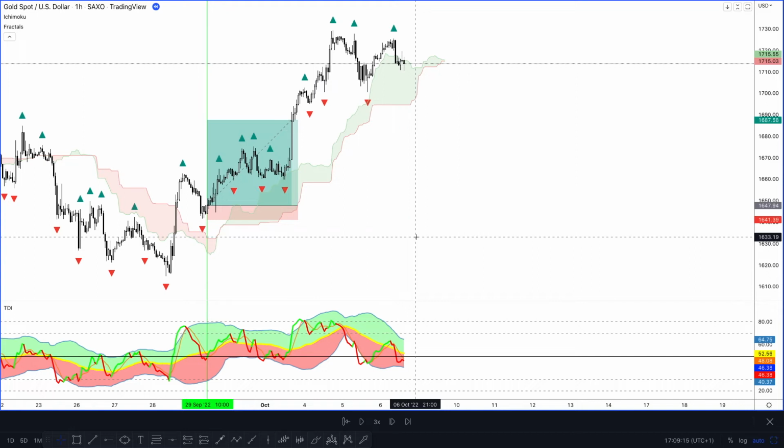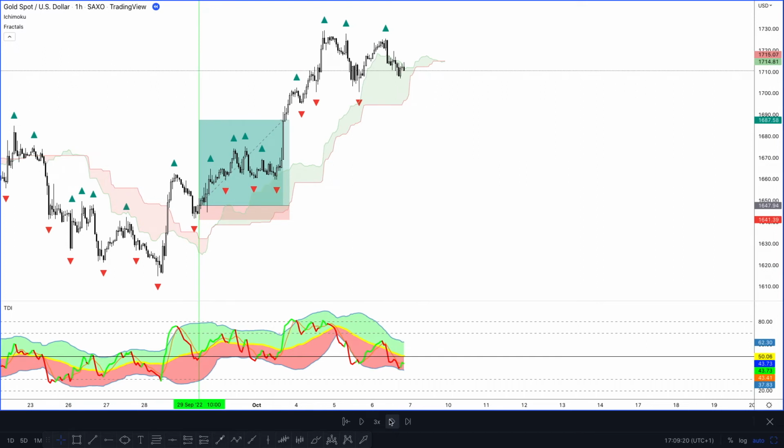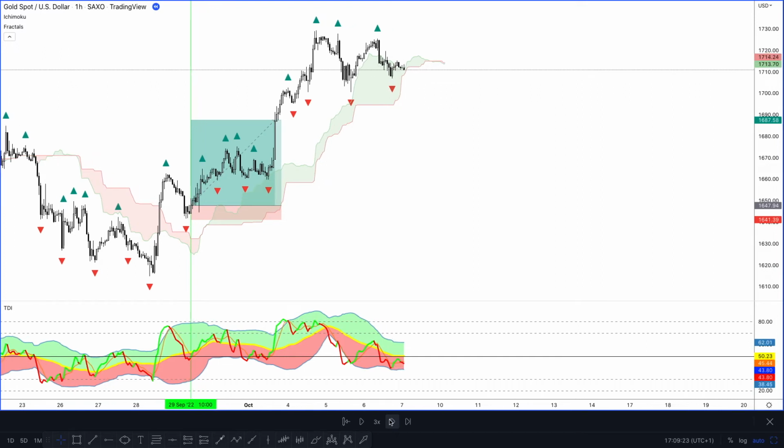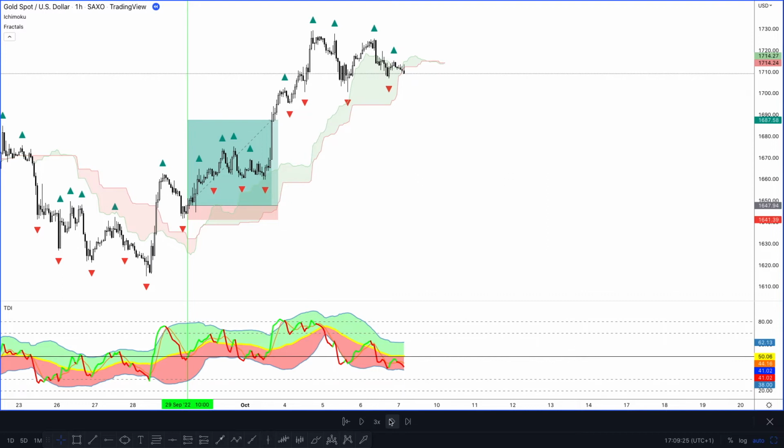Let's just use the bar replay mode again. And we can see the TDI is bearish here, and price action has actually crossed underneath. Now you won't want to enter here because look, the TDI turned bearish when price action was crossing through. So I just want people to pay attention to that. That is not your entry. We want price to be above or below the cloud and then the TDI to turn bearish.